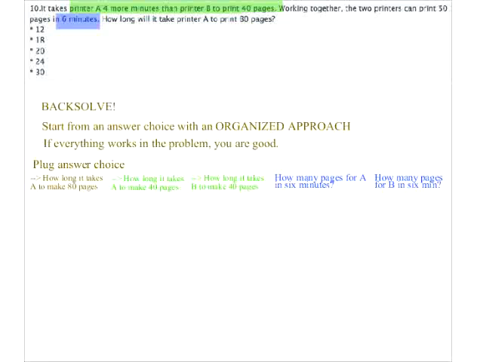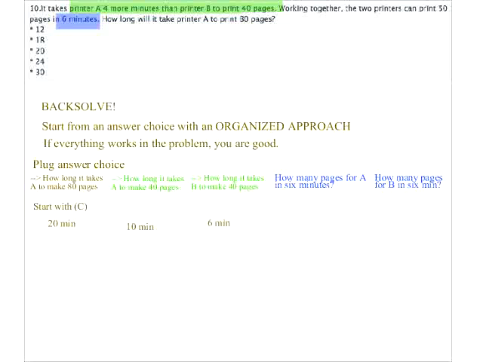Let's start with answer choice C, because C's in the middle. So 20 minutes. If it takes 20 minutes to make 80 pages, how long does it take to make 40 pages? It takes 10. It takes half as long. So then we have to subtract 4 minutes from that. So that takes B 6 minutes.